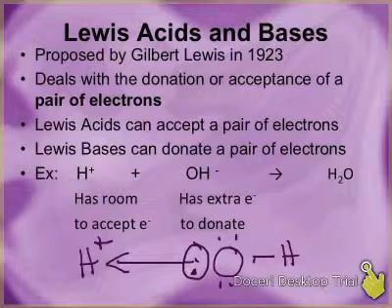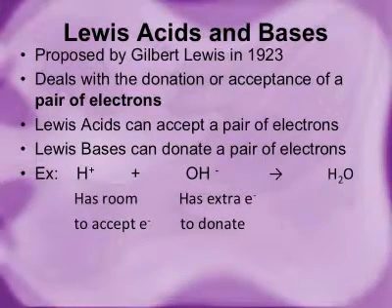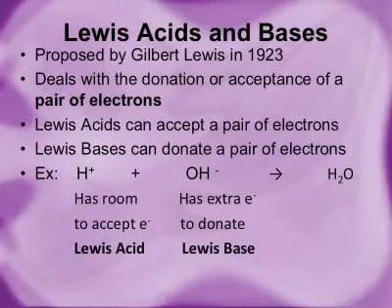So if we look at the definition of this, who is donating the electron pair? Hydroxide. So that makes hydroxide a base. Hydrogen is doing what? Accepting the electron pair, so that makes him an acid. Base, acid. Who's base?